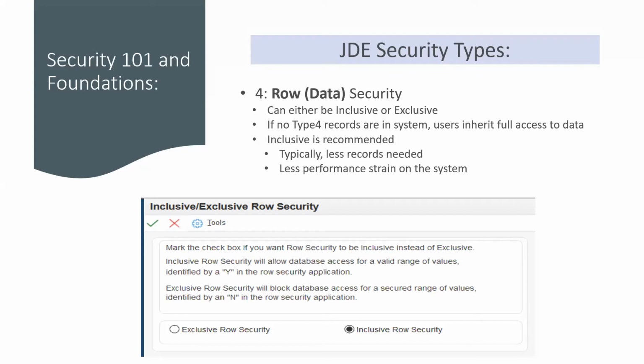If no type 4 records are in the system, users inherit full access. Remember that. So remember to use your values, yeses and nos.